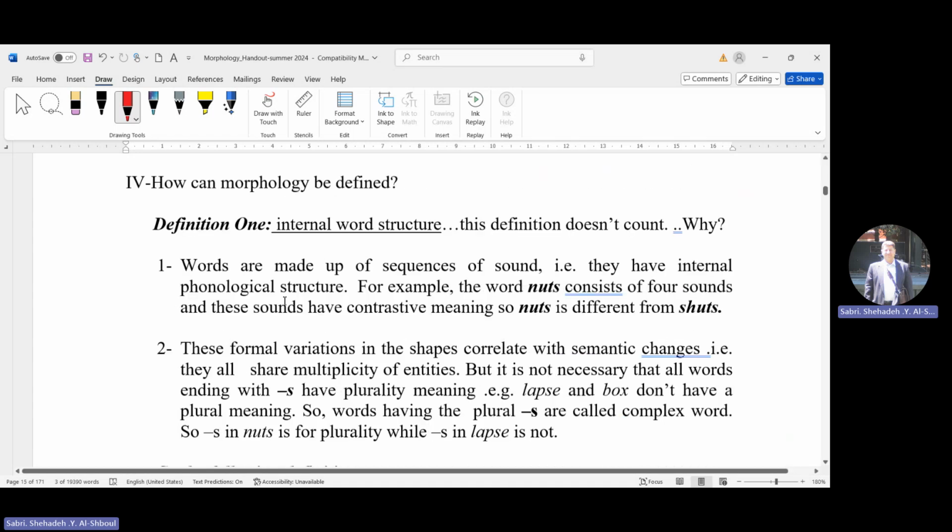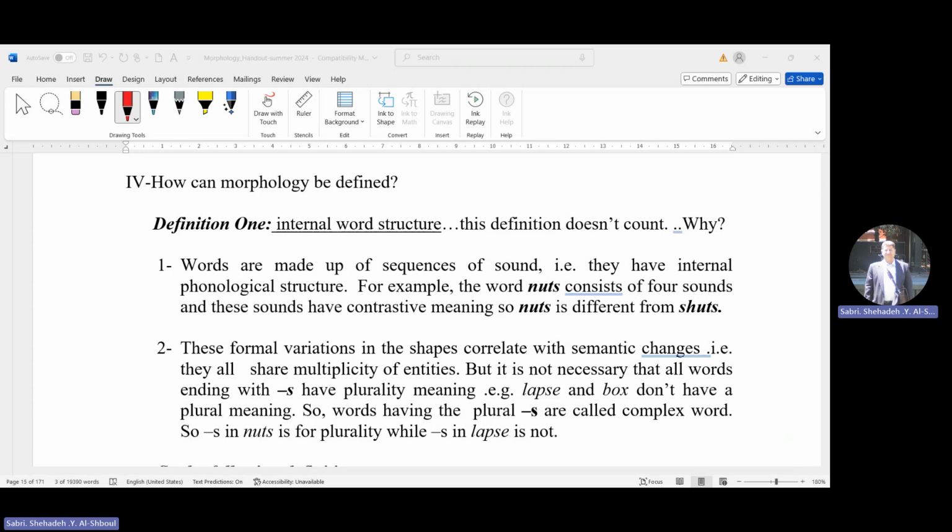So the first definition that we have here is the internal word structure. So actually, when we say that it is a kind of the internal structure of words, this definition is good. It is necessary at this point, but not sufficient to account for the behavior of the notion of morphology across languages.